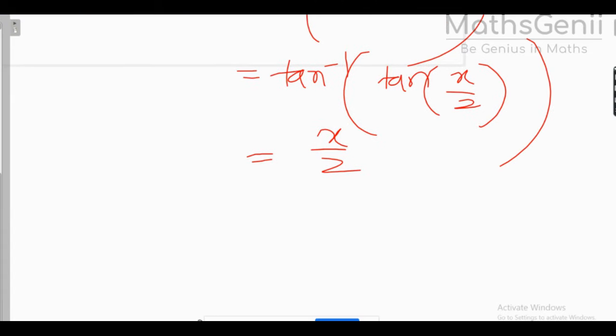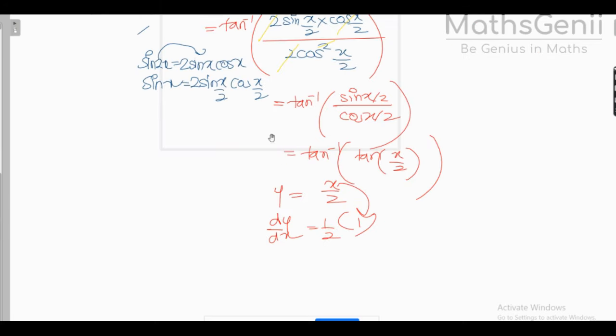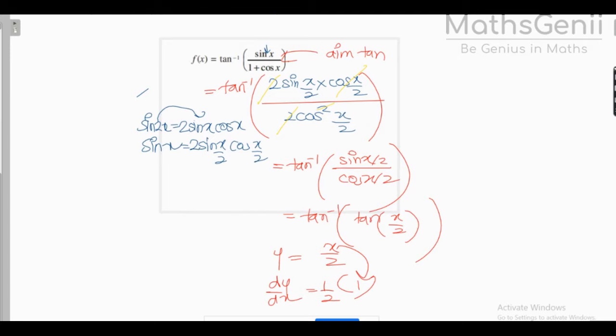And now to find the derivative of this, so this 1 by 2 is constant and derivative of x is 1. So your answer is 1 by 2. So these are all the concepts.